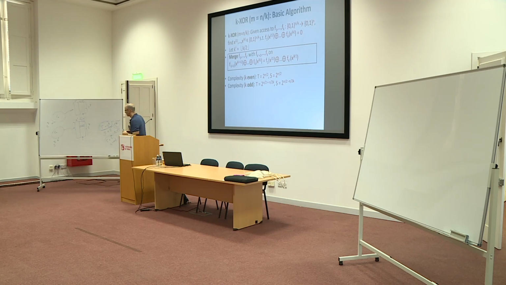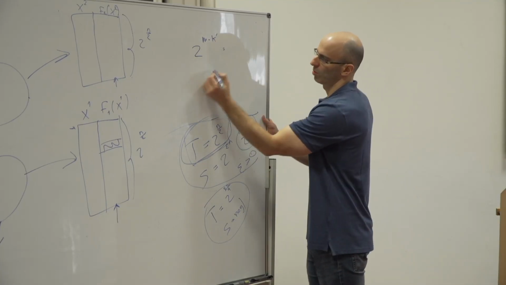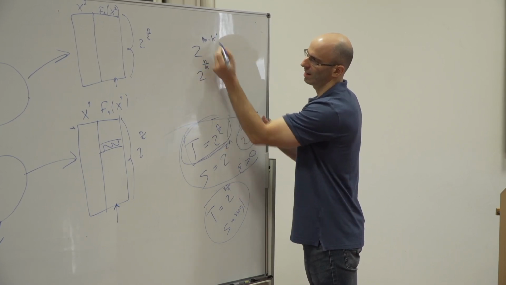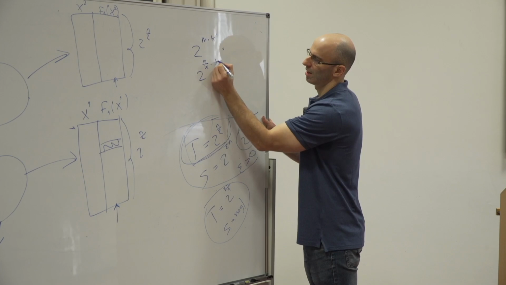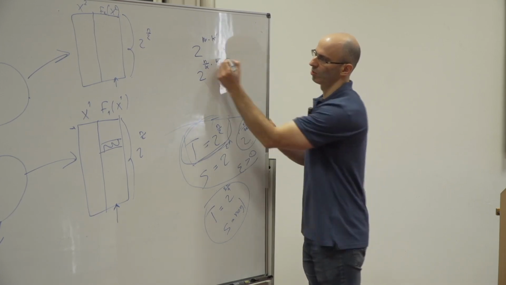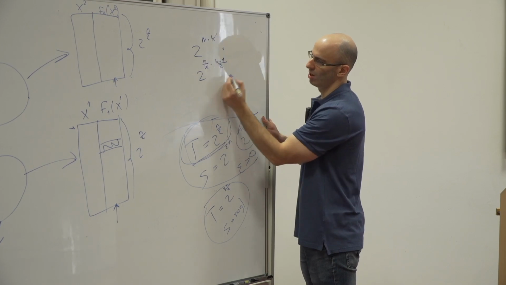I mean, the size of the table here is 2 to the m times k prime, right? This is the number of functions that we have. It's k prime, where 2 to the m is like n over k, right? And k prime is k over 2, but k is odd, so it's k minus 1 divided by 2, okay?